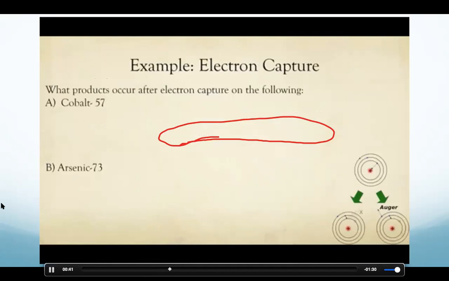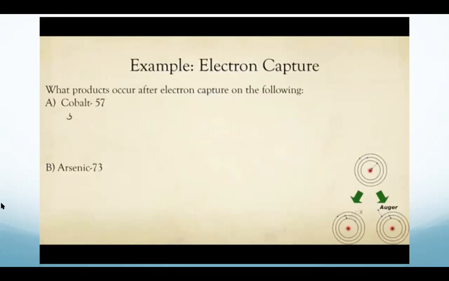Now let's do a couple examples. If we have cobalt-57 and it undergoes electron capture, we can look up the atomic number for cobalt using the periodic table, and we know that our electron has a -1 charge with 0 mass units. Notice at this point we put it on the reactant side, because the nucleus is capturing the electron. Thereby, it's a reactant and is going to turn the nucleus into something else. It is not being emitted.